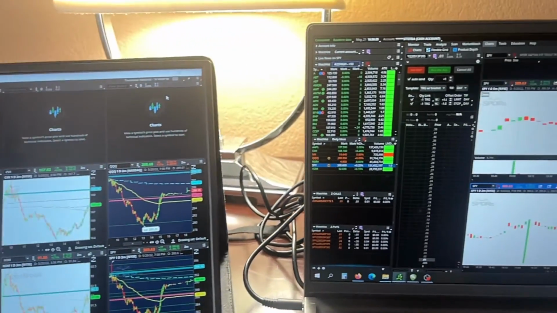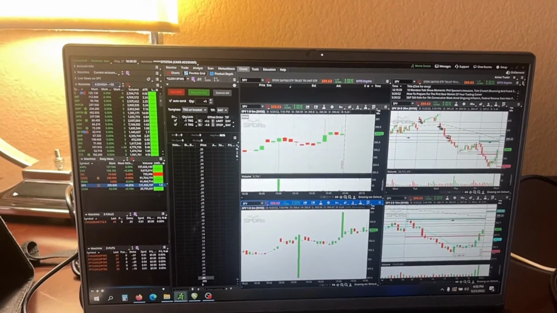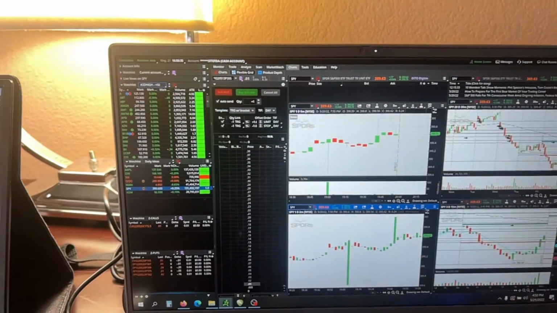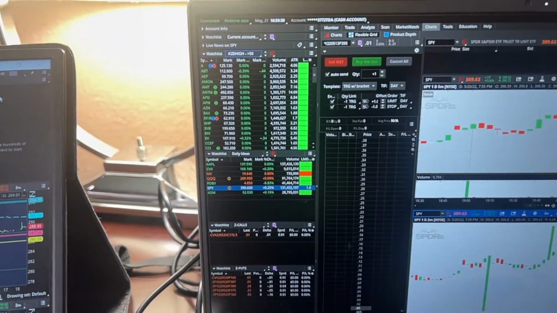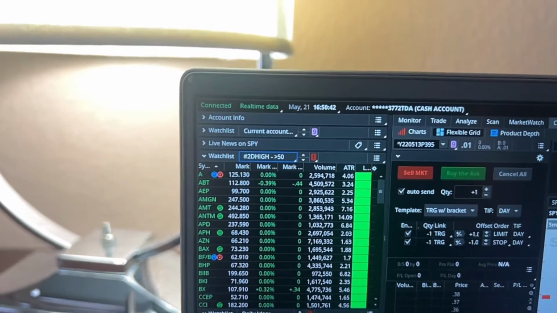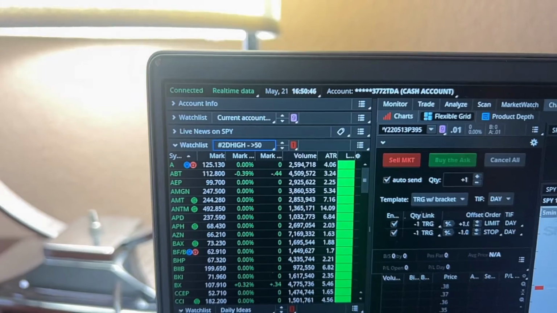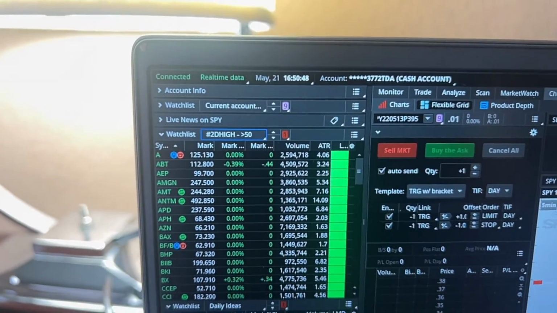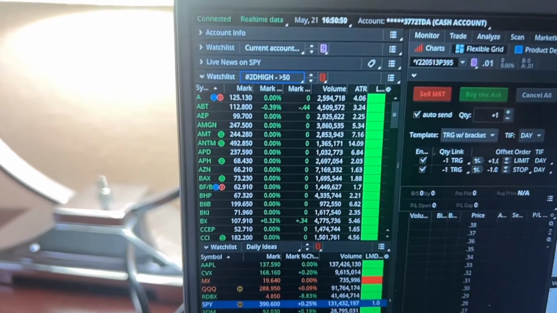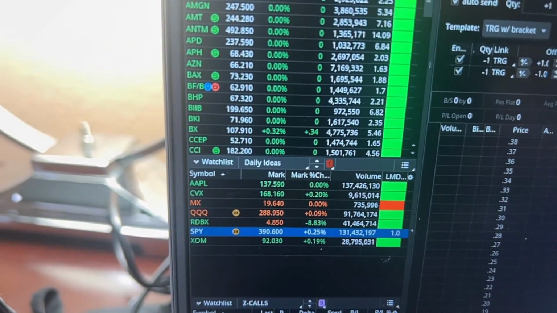We'll pan on over here to where everything happens, the main laptop screen. Far left, we have our watch list. So that upper one right now is set to any stocks that are trading above the daily high that are priced at $50 or higher. Below that, my daily ideas, where I'll drop those.